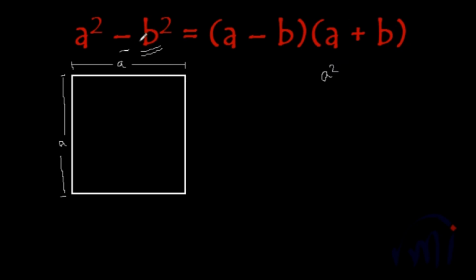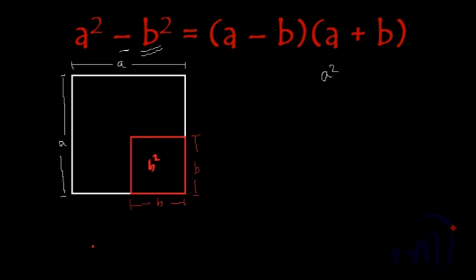That means we have to remove a square from this area whose one side is equal to b. So I'm going to do that. So this is the square whose area is b square, right? That means each side of the square is equal to b. This is b and this is also b, right?